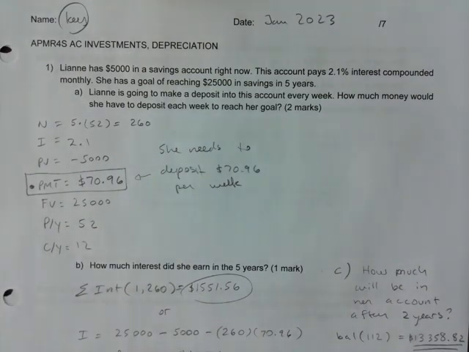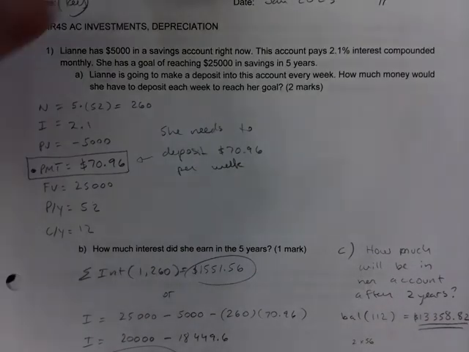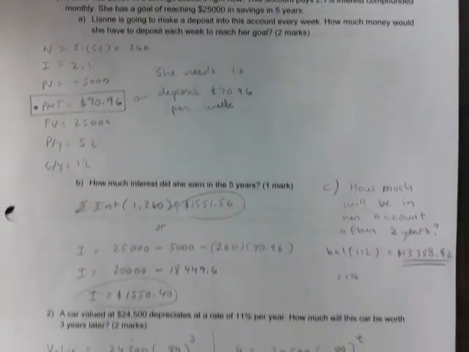So you will need to deposit, or Leanne would have to deposit $70.96 per week to make this goal happen, for that to happen, right? So 2 marks there.